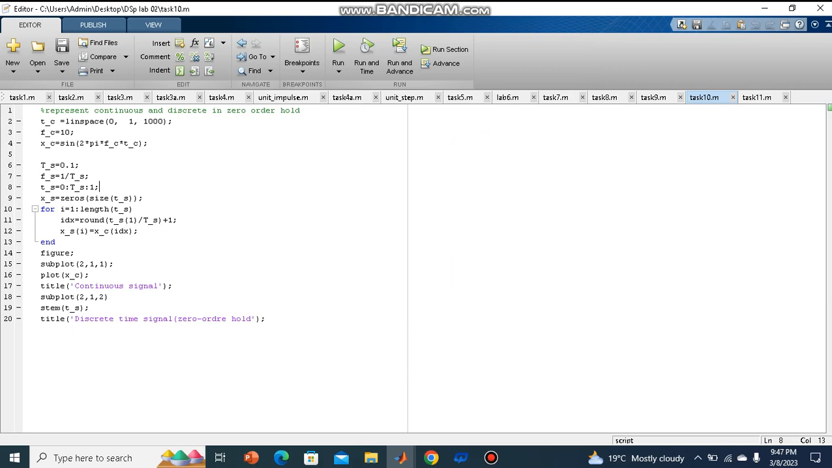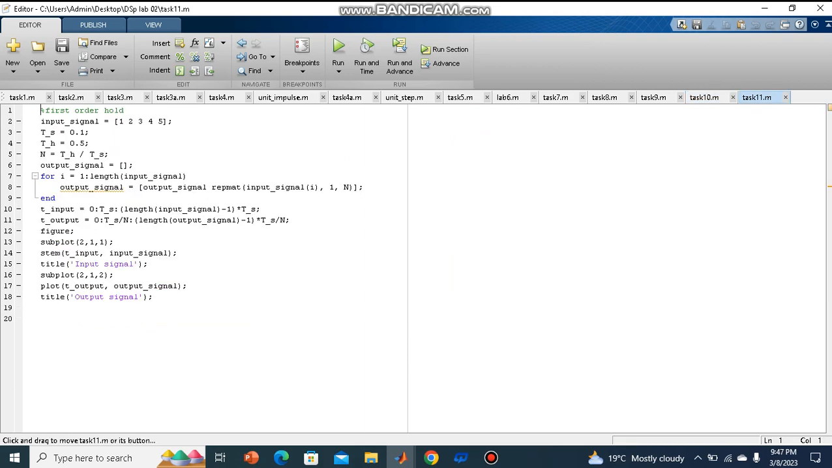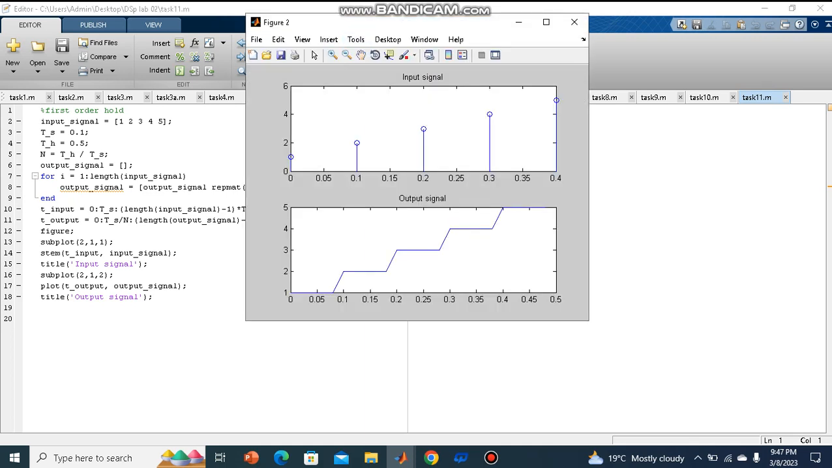Now moving on to the last task of this lab, which is task 11, and we will get a first order hold. First of all, I want to tell you that we will have an input signal in this and an output signal as well. When we run this, we can see that there is an input signal on the upper side and an output signal on the lower side, as shown on the screen to you people.